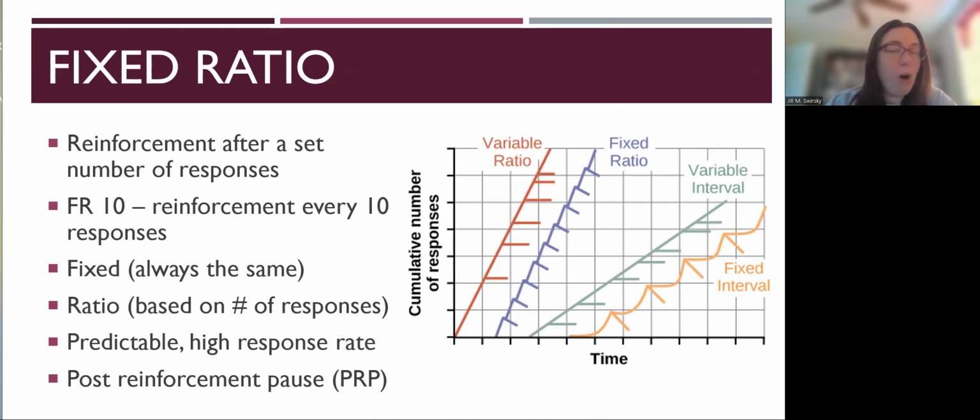And that post reinforcement pause comes in where I'm working towards those 30,000 coins. I'm getting closer and closer. My response rate's increasing, kind of like what we see here. It gets faster and faster. I hit that 30,000, I earn my new emoji, and I go, all right, it's going to be a little while before I get to the next one. I'm going to slow down. I'm going to take that little bit of a break before I pick back up again. So that's why we see that post reinforcement pause.